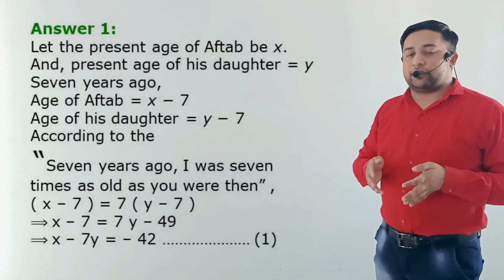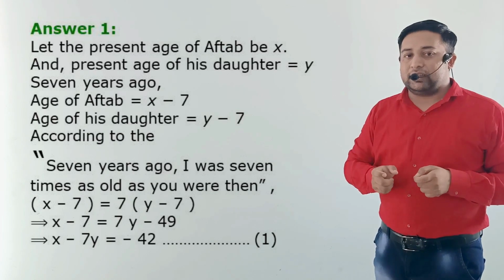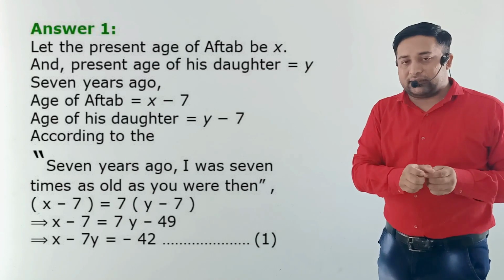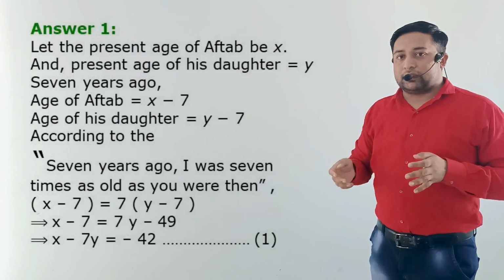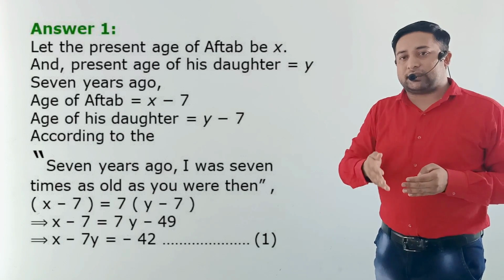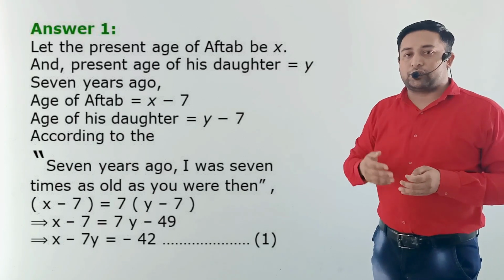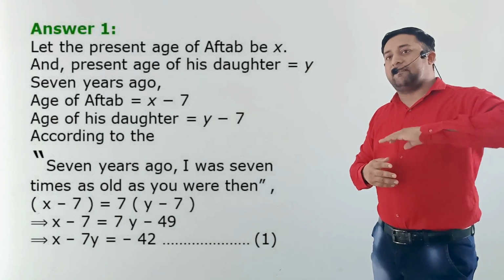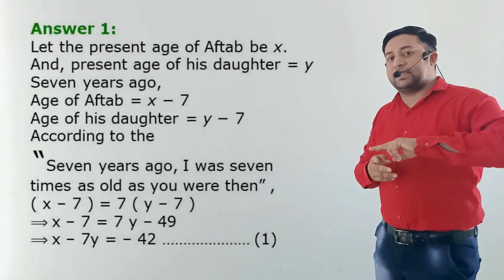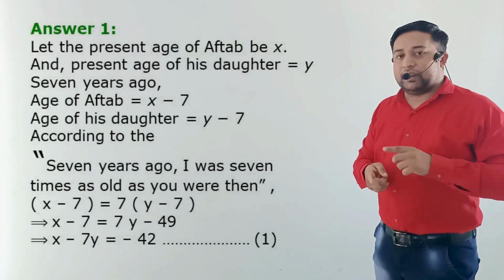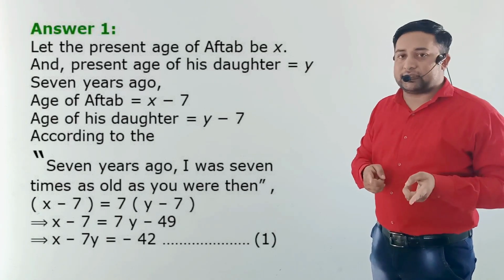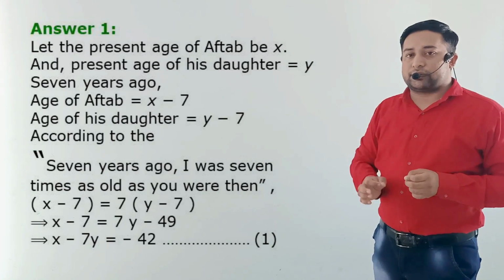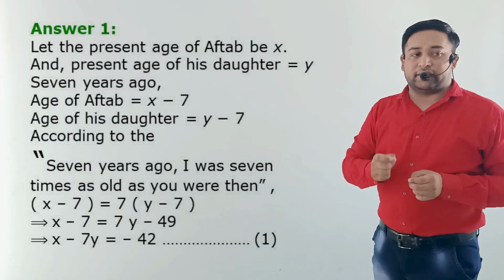What is the present age of Aftab? It's x years. And when I talk about 7 years ago, it becomes x minus 7. And just as I subtract 7 from Aftab's age x, I need to subtract 7 from the daughter's age y too. So when I am taking the condition 7 years ago, Aftab's age will be x minus 7 and his daughter's age will be y minus 7.